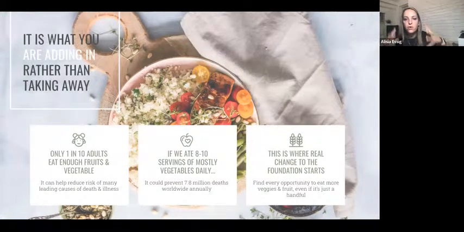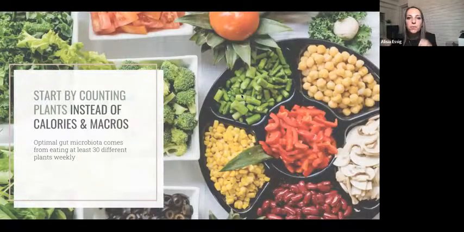But in general, focus on adding in. Look down at your plate. Is half of your plate vegetables, period? Is half of it vegetables every time you go to eat? Start counting plants. Are you eating at least 30 different plants every week?